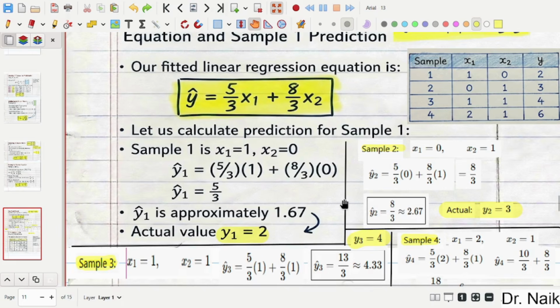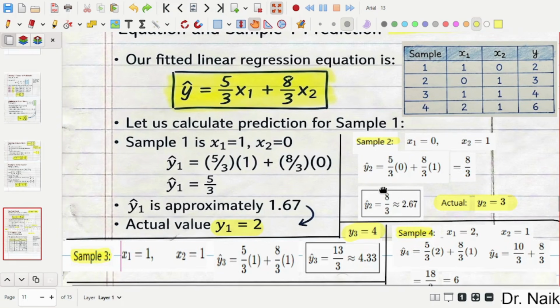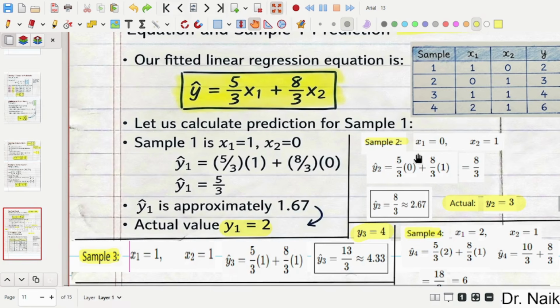Similarly, calculate y hat for sample 2. Our sample 2 has x1 as 0 and x2 as 1. So substitute these values in our y hat formula. So 5 by 3 multiplied by 0 plus 8 by 3 multiplied by 1. So it is 8 by 3. 8 by 3 means 2.67 approximately. So y hat is approximately equal to 2.67, but the actual given is 3.